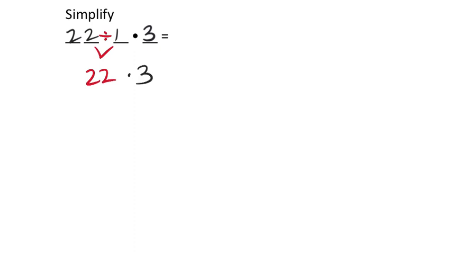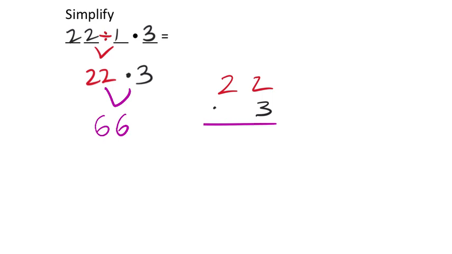And then we can rewrite the rest of the problem. So you see how the 3 just kind of drops? We didn't do anything with it. So it just drops as a 3. Okay, well, then it's 22 times 3. Yeah, 66. So I'm going to show the work, though, because it's fun. So 22 times 3. 3 times 2 is 6, and 3 times 2 is 6. Boom, 66, done.